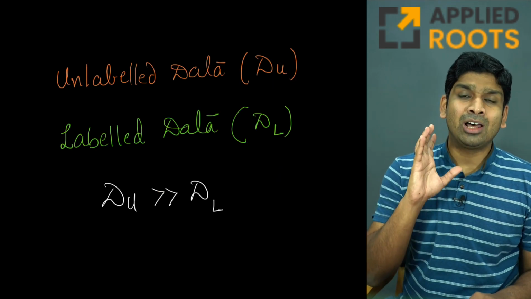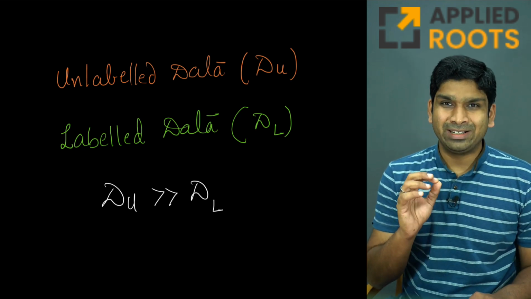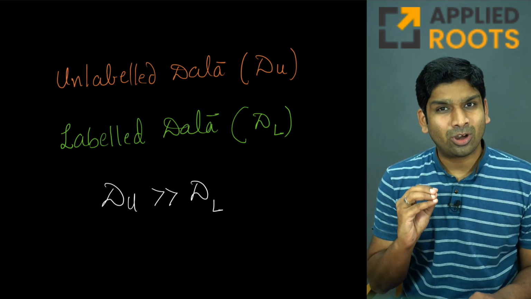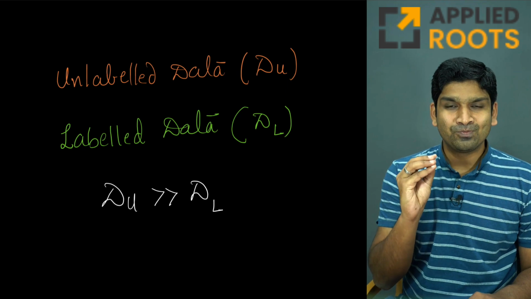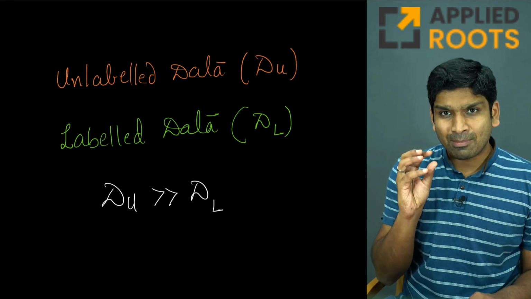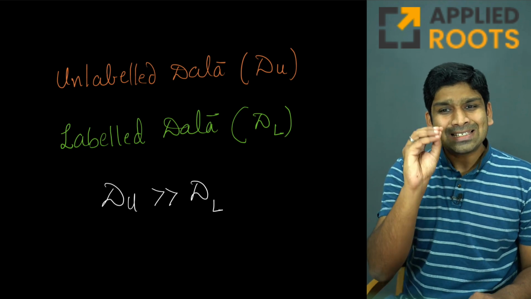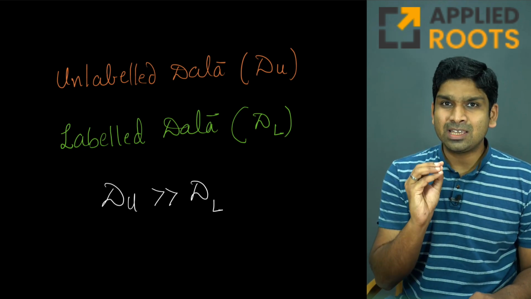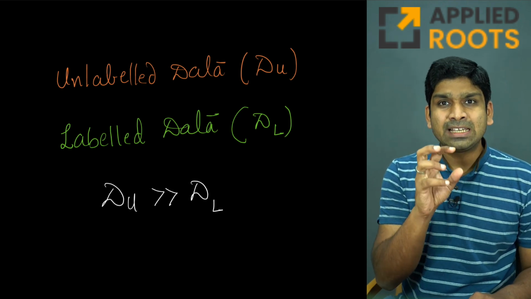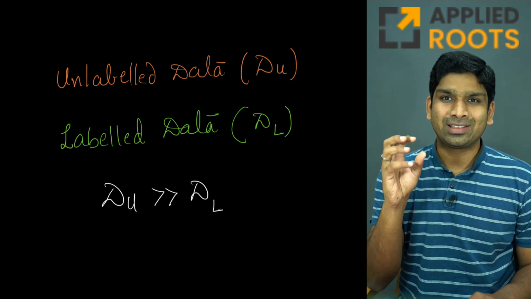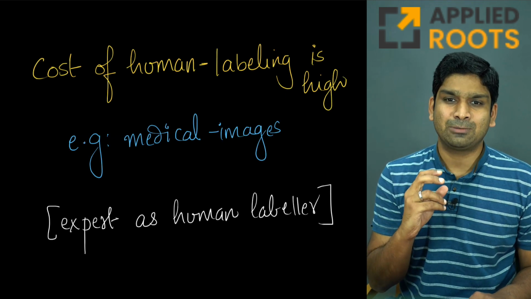Imagine you have a large amount of unlabeled data. As you can see on the screen, let's call this data DU. And let's assume we have a relatively smaller amount of labeled data. Let's call that DL. As you can see in the equation, DU is significantly larger than DL in terms of size.